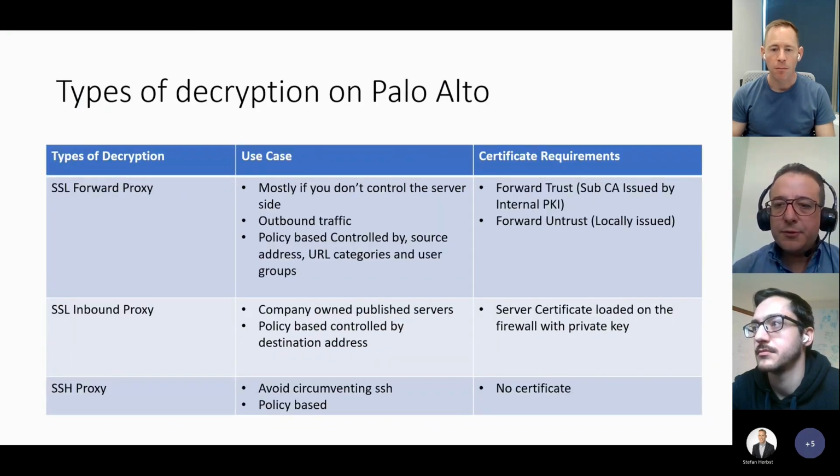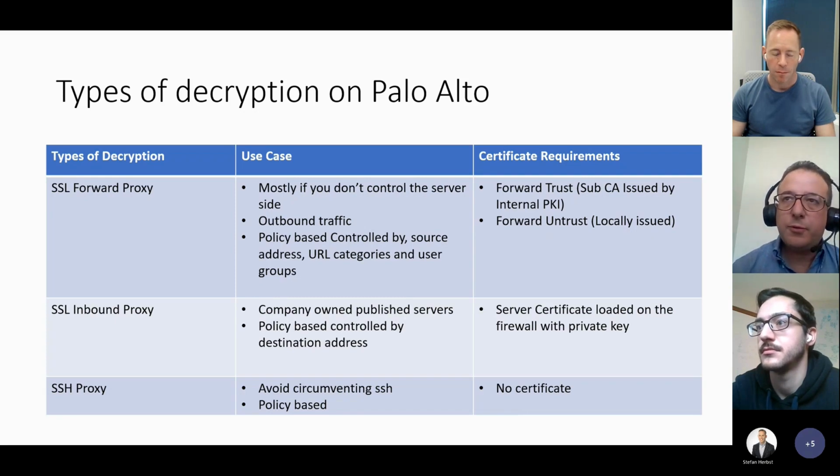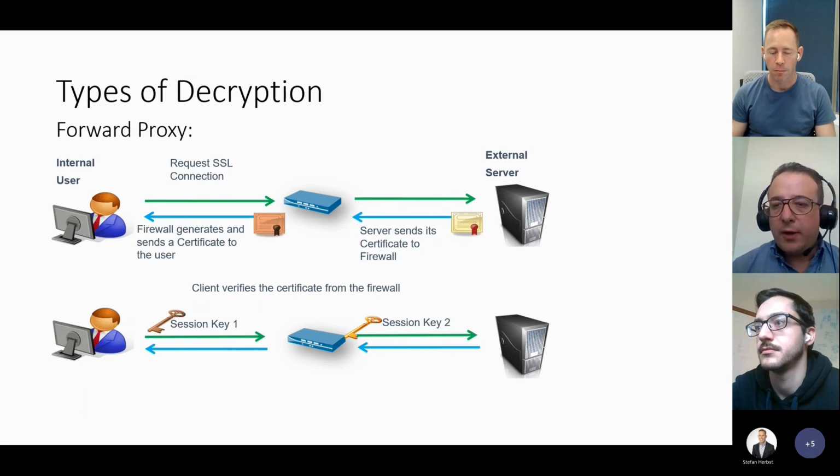There are 3 types of decryption that the firewall does: SSL forward proxy, that's mostly outbound decryption; SSL inbound, that's inbound from outside to your servers; and then SSH proxy. We talked also about how that happens.